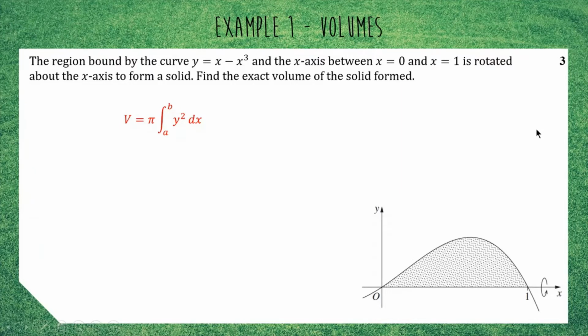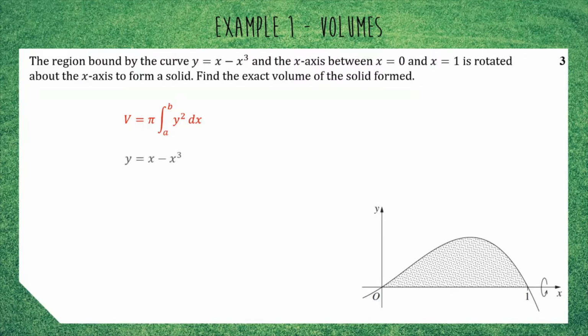So all we need to do to answer this question is first of all get our function squared. So right now we have y. We need to find y squared, and we just need to integrate that between 0 and 1 and then multiply by pi and find the exact answer, for 3 marks. So let's have a look. If you want to attempt this by yourself first, of course, pause the video, see how you go. But if you've already done that, we can just get stuck in.